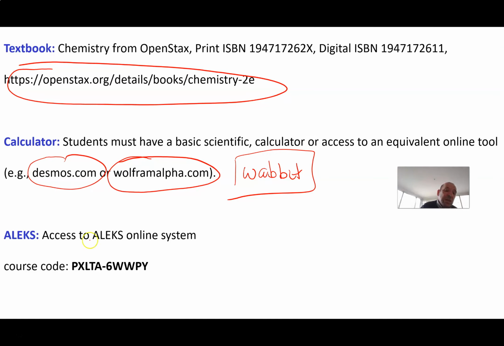We're going to be working in ALEX this quarter. If you've had me for a previous class, you would have used that system, and you'll need this 10-digit code to register for ALEX, and I recommend getting into ALEX as soon as you can.